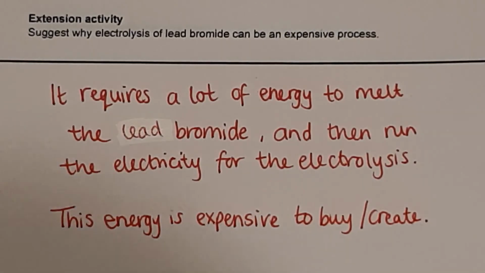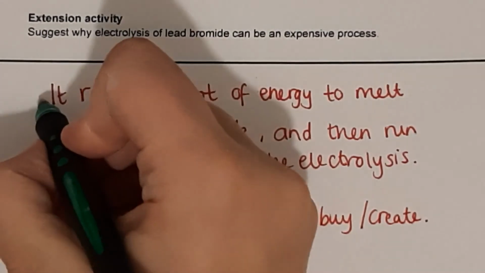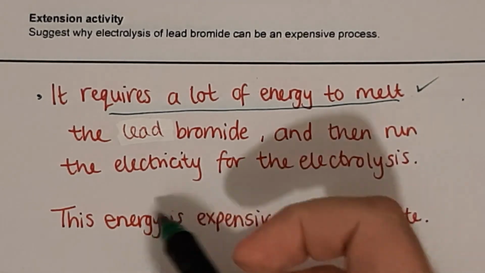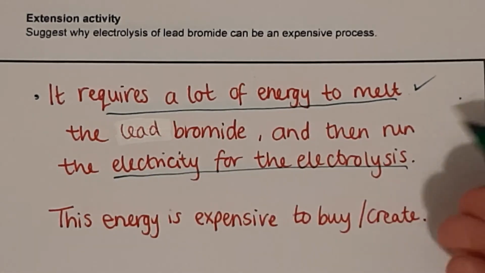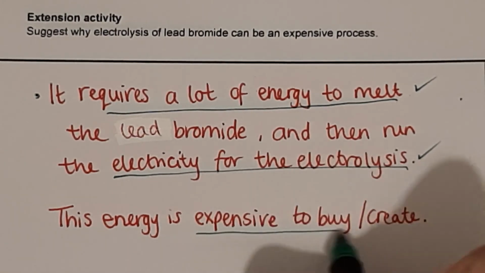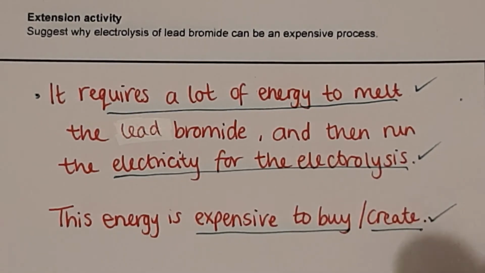Okay, so here's our answer. First of all, it requires a lot of energy to melt the lead bromide for 1 mark. It also requires a lot of energy to run the electricity for the electrolysis for a 2nd mark. And the idea that energy is expensive to buy or expensive to create. So that's out of 3 marks there.